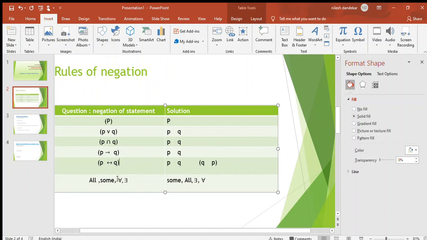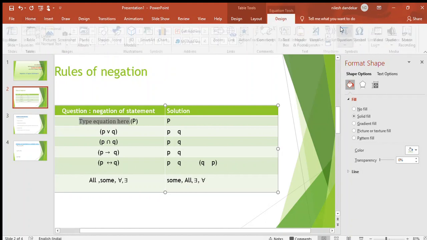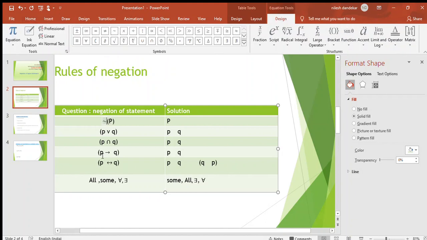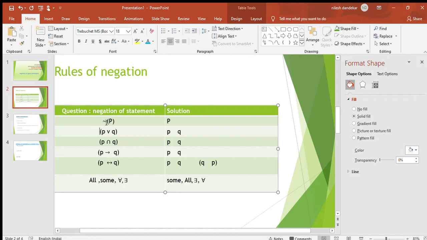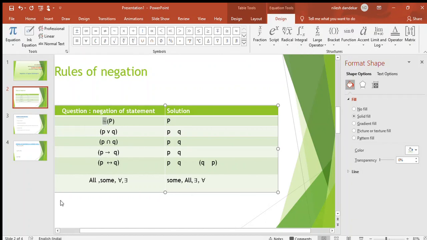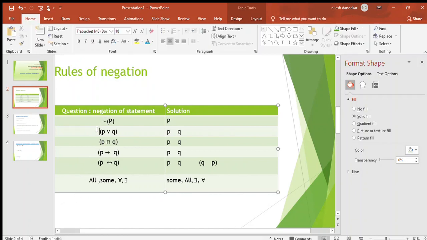First we have to make a question. So we have to find out the negation of P, negation of P or Q, negation of P and Q. So we have to find out the negation of all these things. This is the question.